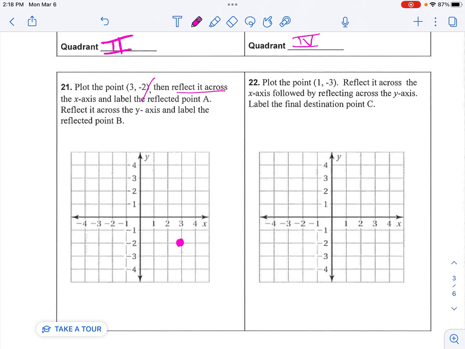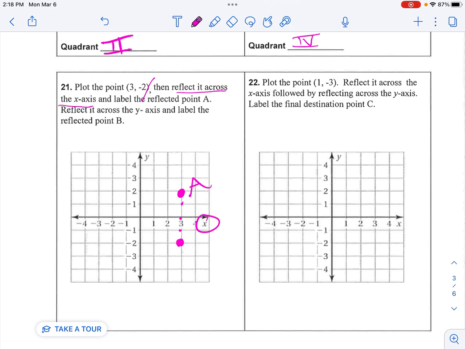Now it says reflect that point across the x-axis. Here's the x-axis, so we're jumping across that axis. Since it is 2 below the x-axis, we're going to go to above the x-axis. Let's see, reflect it across the x-axis and label the reflected point A.